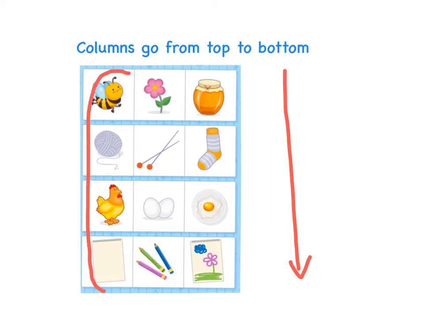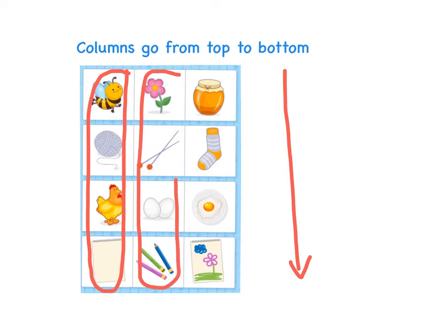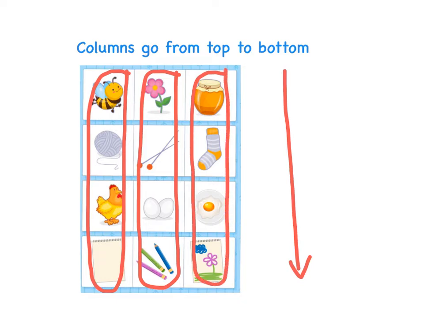Here is 1 column. Here is 1 column. Here is 1 column. We have 1, 2, 3 columns all together on this picture.